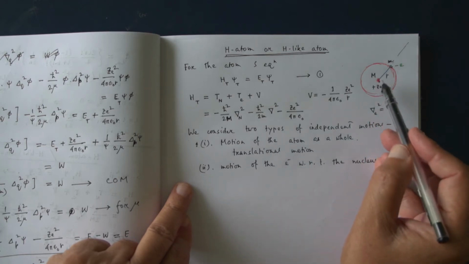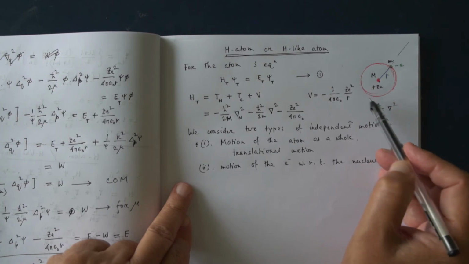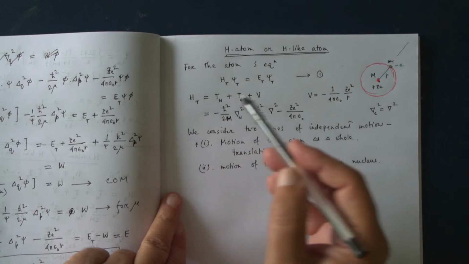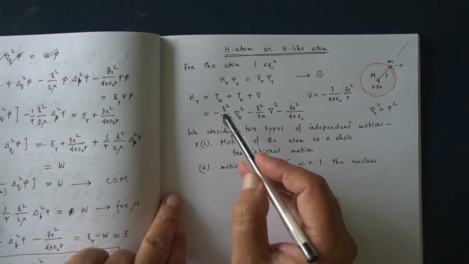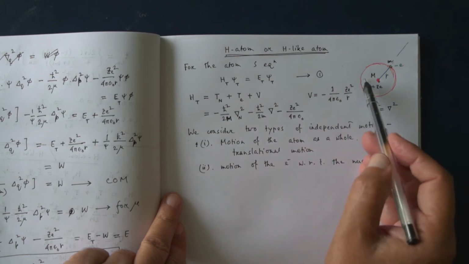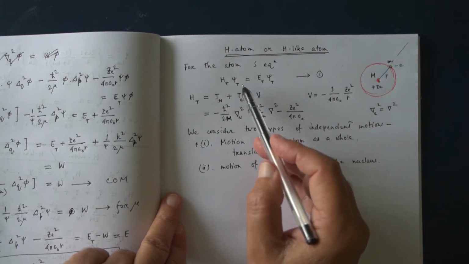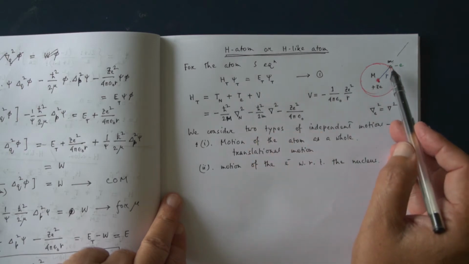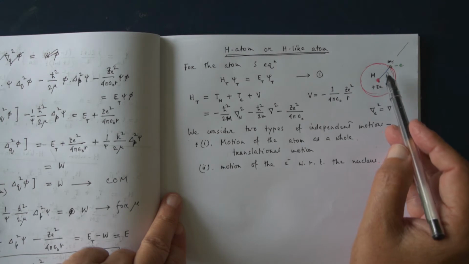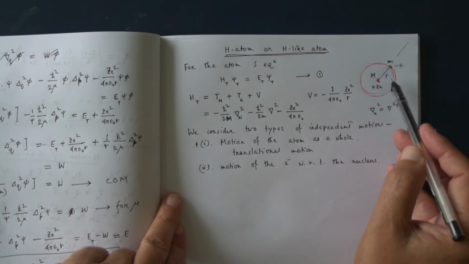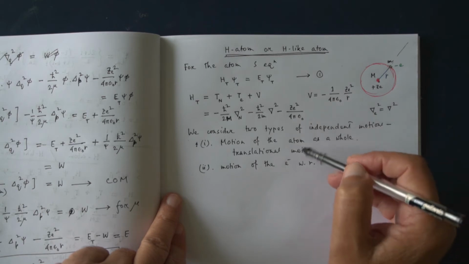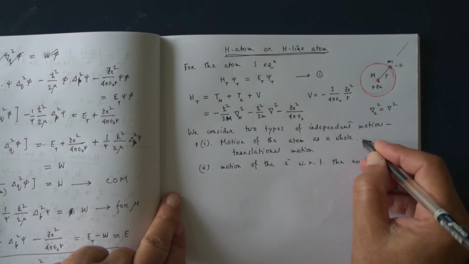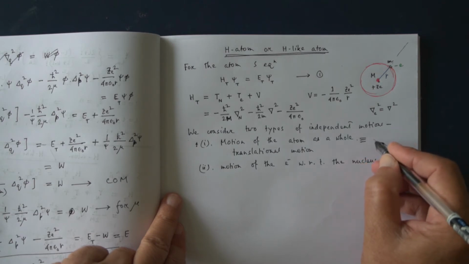Okay, so these two types of motions are independent, because the atom may be here, and the electron is rotating around the nucleus. If the atom comes here, then also the electron is rotating around the nucleus. So the position of the atom may change since it is moving, but the relative motion of the electron is not affected. So these two types of motions are independent.